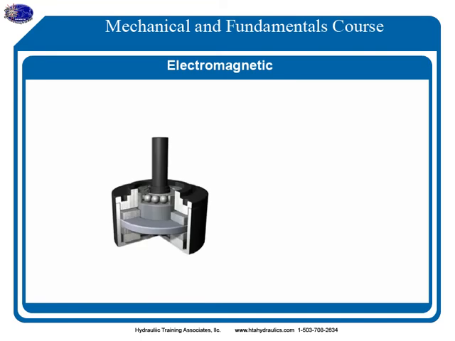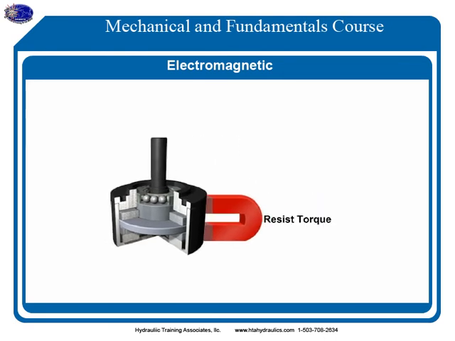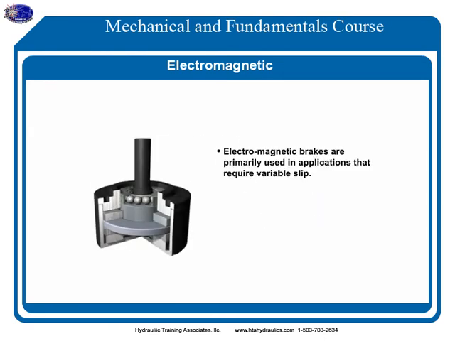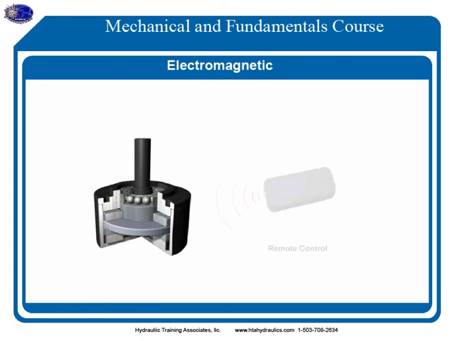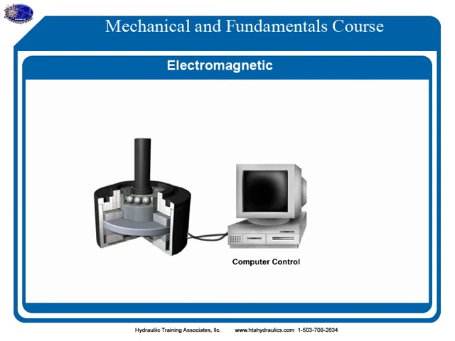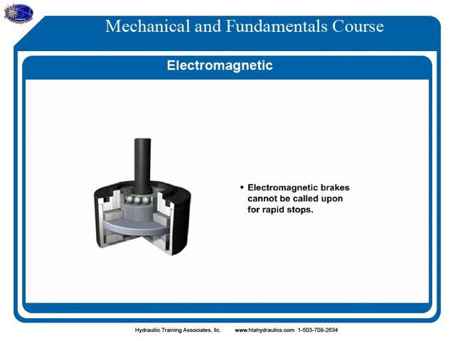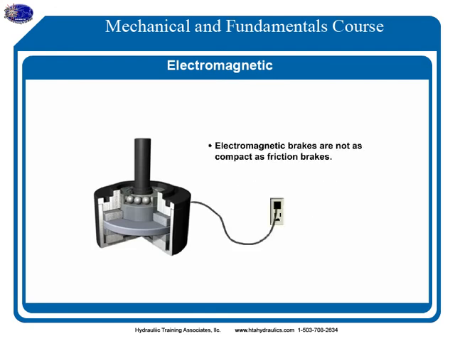Non-friction electromagnetic brakes employ electromagnetic attraction to resist torque. These types of brakes are primarily used in applications that require variable slip. Electromagnetic units excel at soft stopping and are well suited to remote and/or computer control. They cannot, however, be called upon for rapid stops. Electromagnetic brakes require a source of electric power and are not as compact as friction brakes.